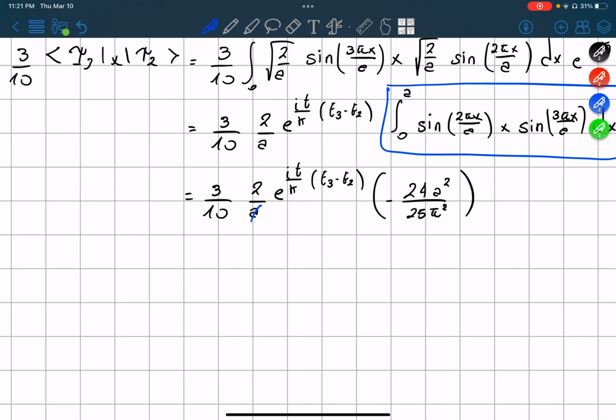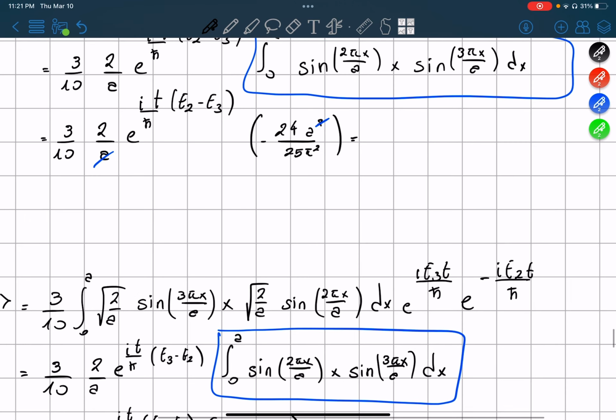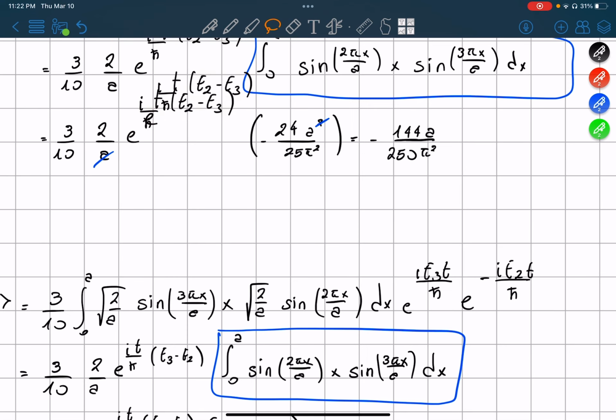So I'm going to simplify something, the a over here, and the same thing for the one up here. So for the previous one, I'm going to get, let's see, what is it? 3 times 2 times 24, 3 times 2 times 24. So negative 144 over 250 actually. And then it's going to be a on top, pi squared on the bottom, and then the e with the exponent remains the same.